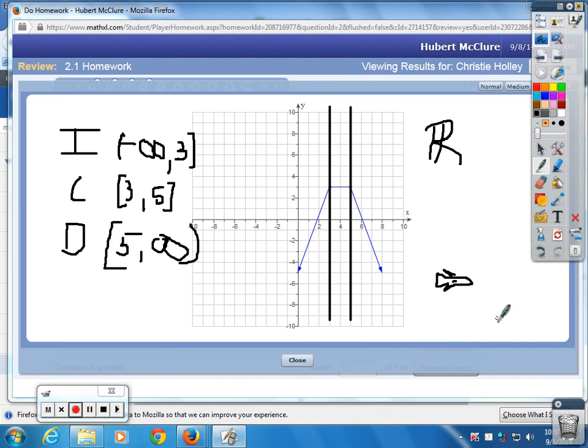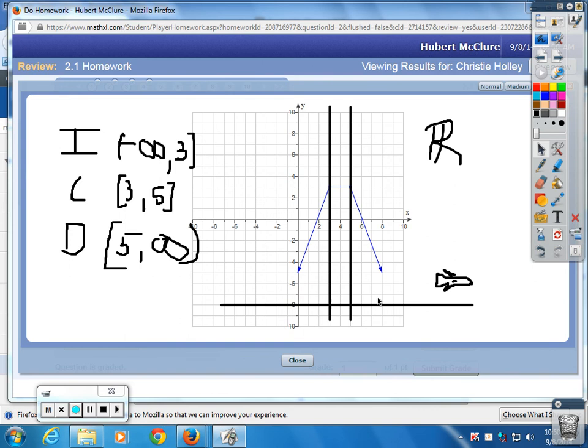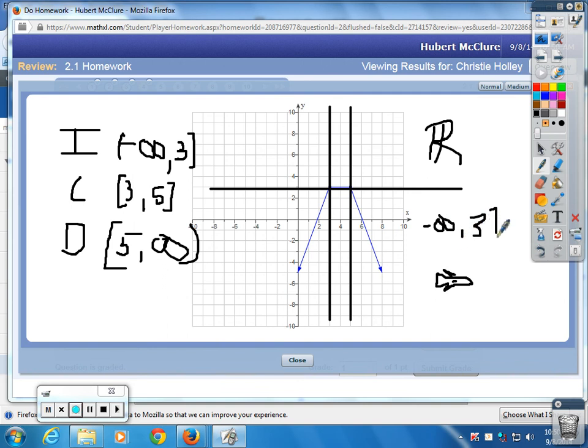Range is from negative infinity to what? To 3. And if you're not sure, take your handy dandy horizontal line. You're hitting the negative infinity to boom, 3. So negative infinity to 3. That's your domain and range. Now let's go back and look at the answers. Hold on just a second, and we'll get to your question.